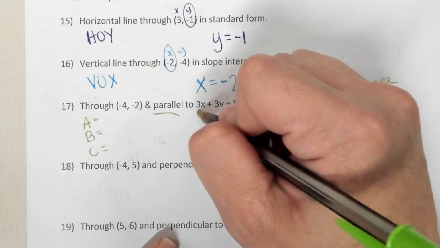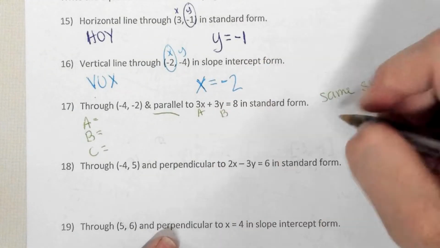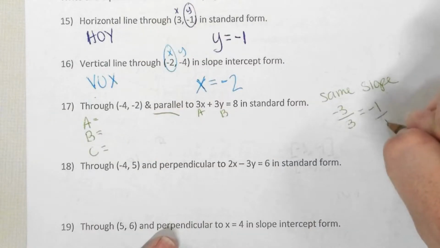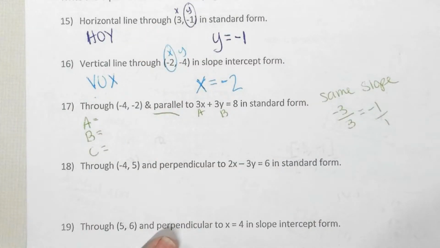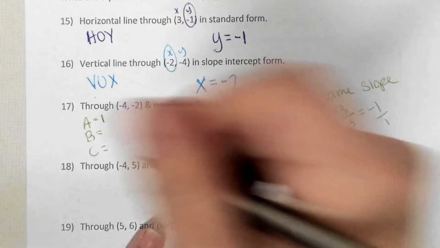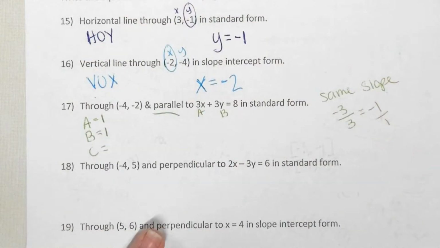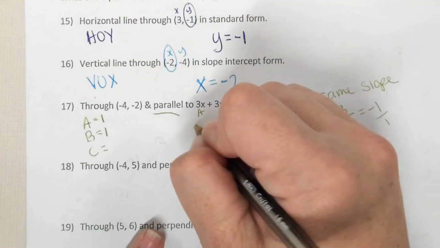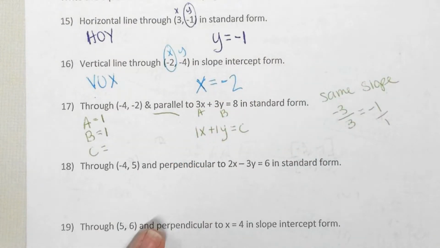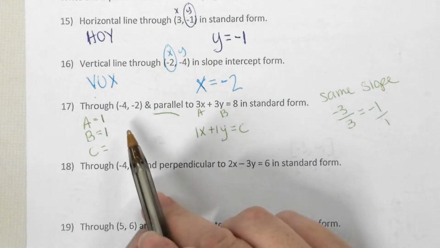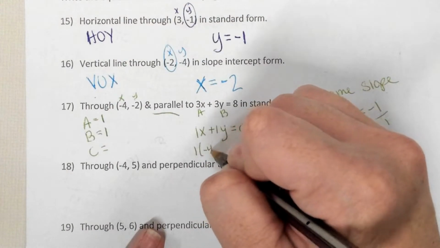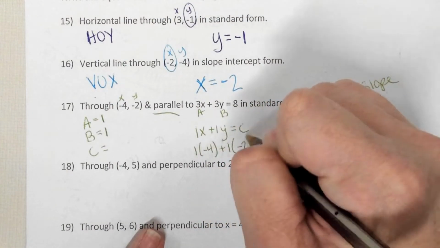Well, opposite of A over B is -3 over 3, which is just -1 over 1, if you need to write it as a fraction. So the opposite of -1 is +1. Exact B is +1. So now I have 1x plus 1y equals C. And that's where the point it gave me comes into play. This is my x, this is my y, so it's going to be 1 times -4 plus 1 times -2 equals C.